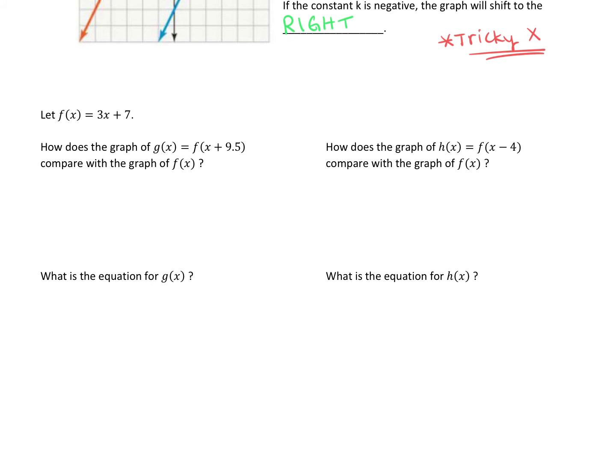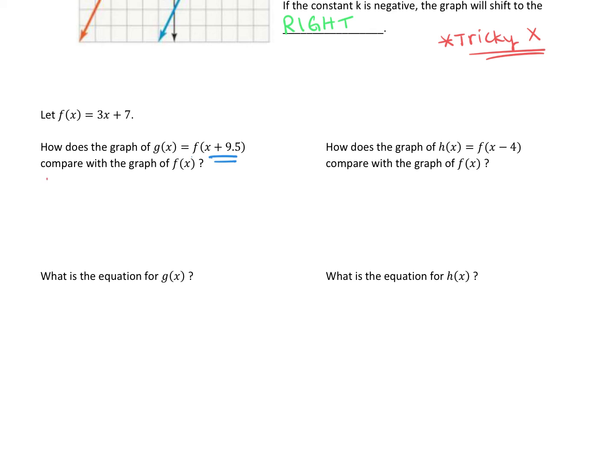All right, let's look at just a couple more examples just to clarify and make sense of what we just talked about. So let f of x equal 3x plus 7. How does the graph of g of x equals f of x plus 9.5 compare with the graph of f of x? So what we notice is that g of x is our f function, but we are adding a constant to the input. Now, anytime we add a number in with the x, that's going to be a horizontal shift, but tricky x tells us it's going to shift in the opposite direction of a positive 9.5.